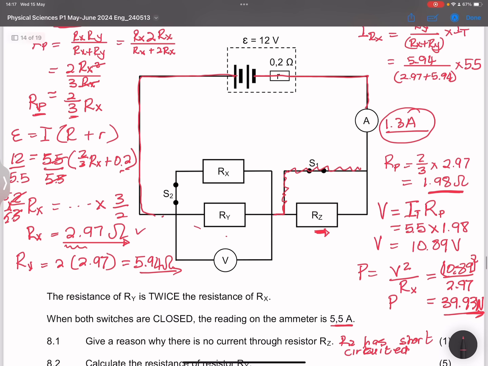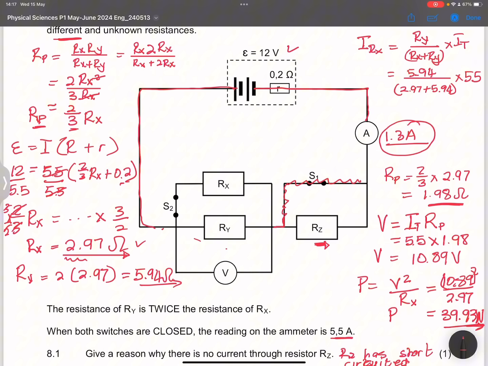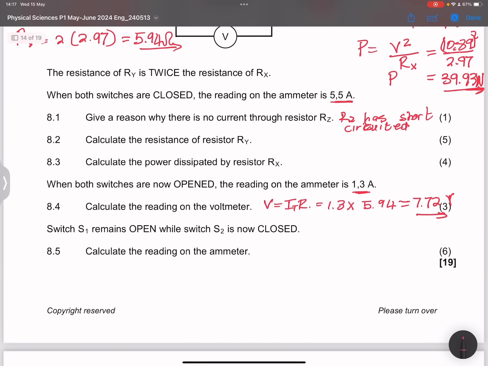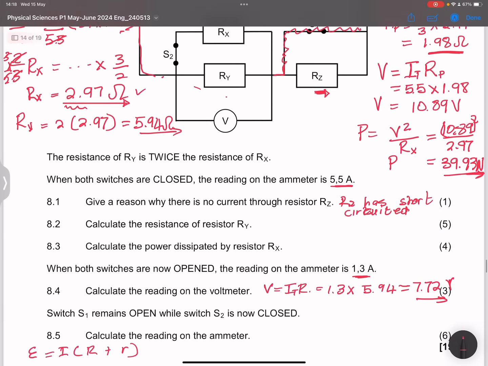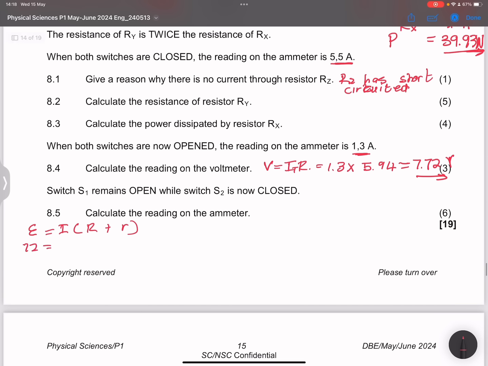However, what remains the same in the circuit is the EMF as well as the internal resistance inside the battery, right? So now what are we going to do? We're going to first try and find out the resistance of RZ. So E is equal to I into R plus small r. Our EMF is 12. Our current is unknown for now.